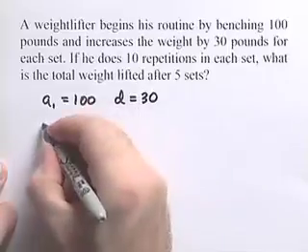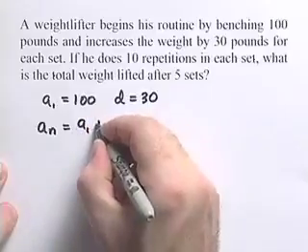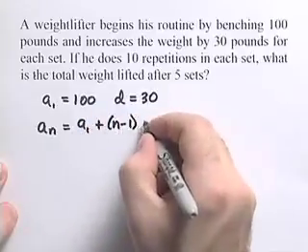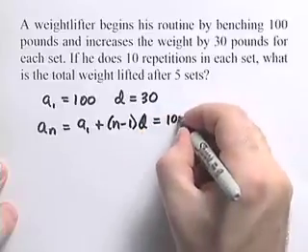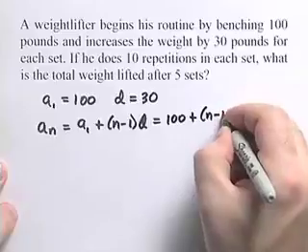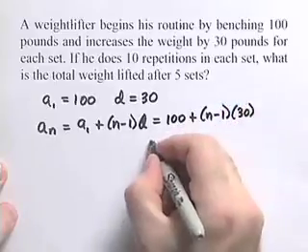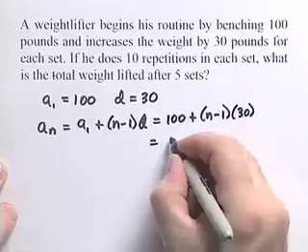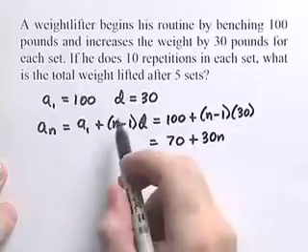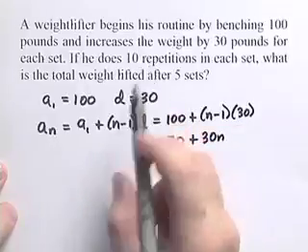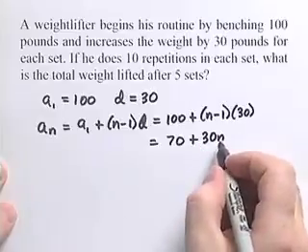difference. So we'll have our general term, a sub n, which is the first term plus n minus 1 times the common difference. In this case it will be 100 plus n minus 1 times 30. We'll get 100 minus 30 is 70, and then plus 30n. So if there was 1 repetition in each set, the nth term would give us 70 plus 30n.